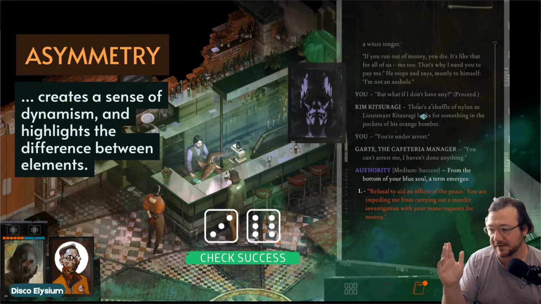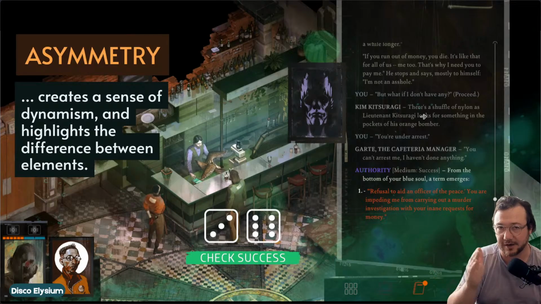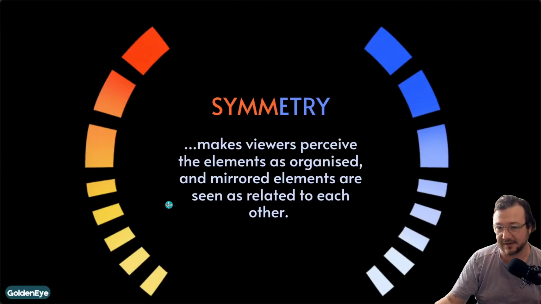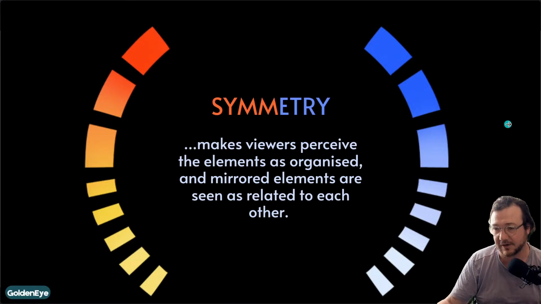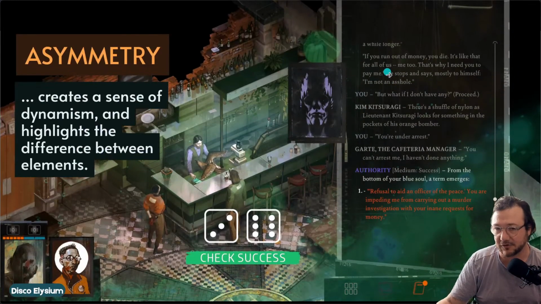But the point is that symmetry and asymmetry aren't inherently good or bad. Symmetry is there to help tell us that things are the same. It can help to create a sense of order as well, to have things symmetrical. When things are asymmetrical, it tells us those things are different from each other, and it also can create a sense of dynamism. It can also be helpful for navigation as well.